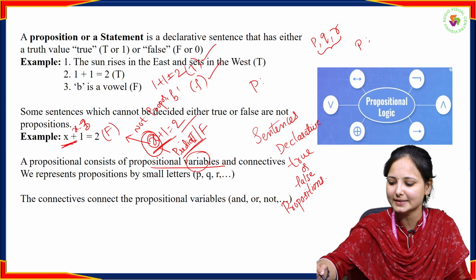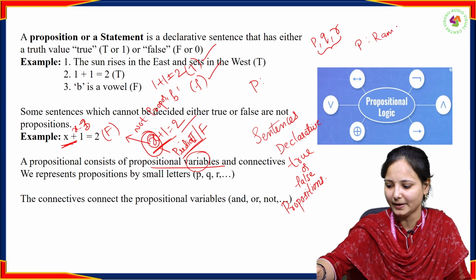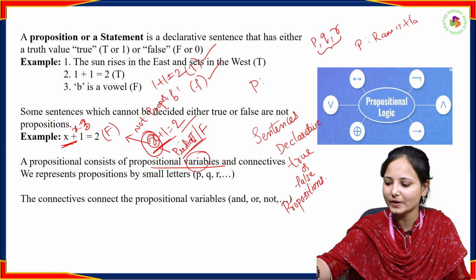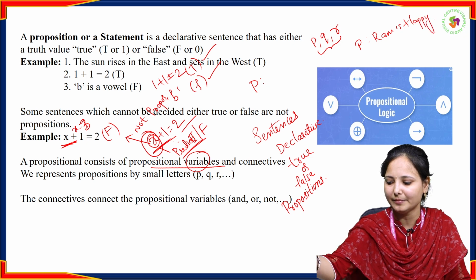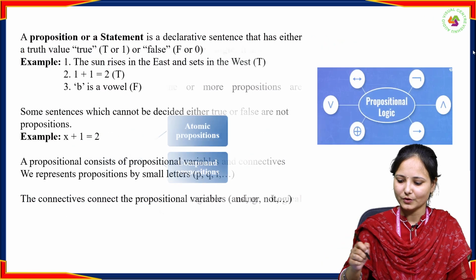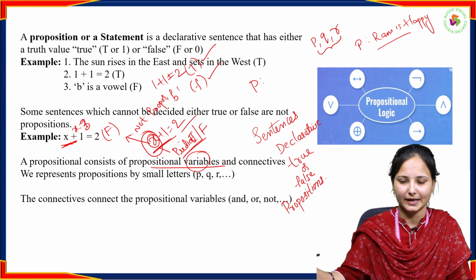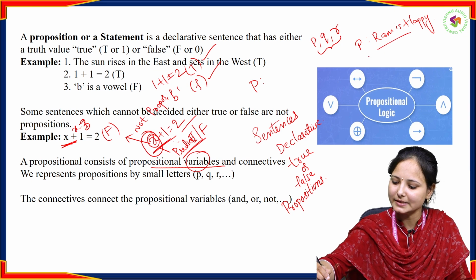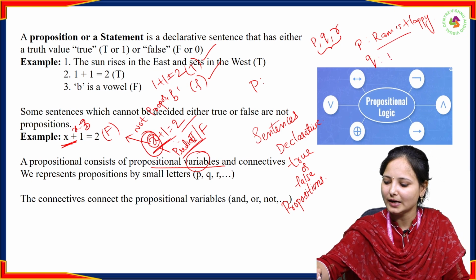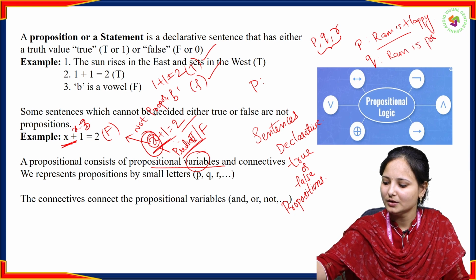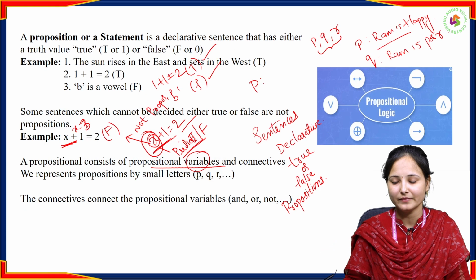For example, P is equal to Ram is happy. This is one of the propositions or statements I am taking. Next, let us take one more statement Q: Ram is poor. These are the two statements we have considered.